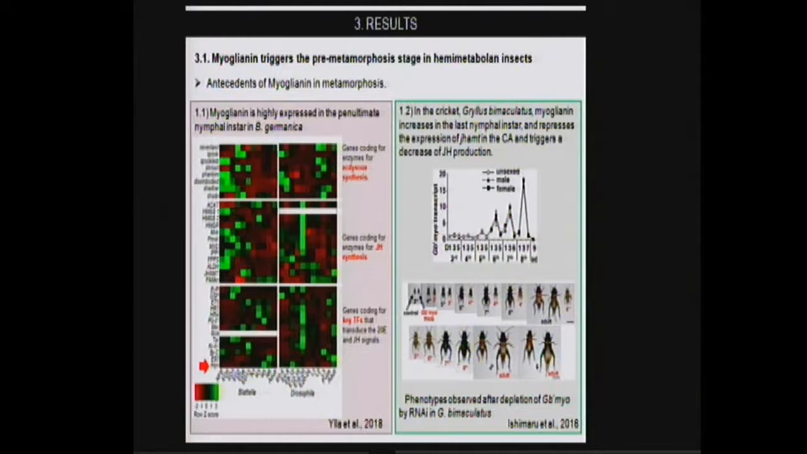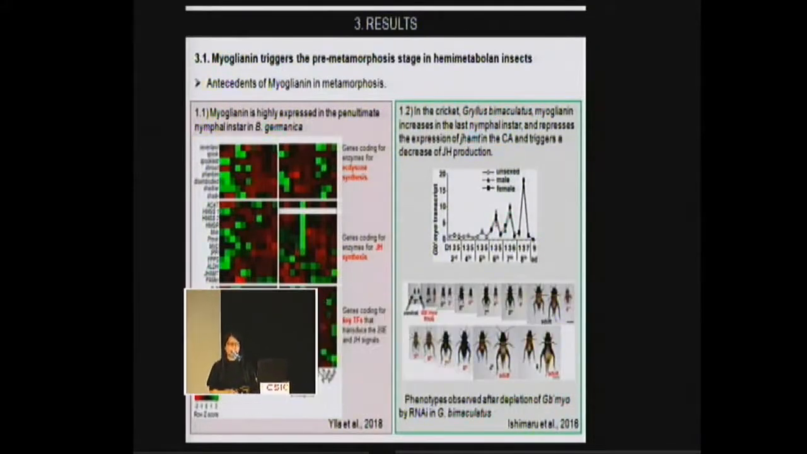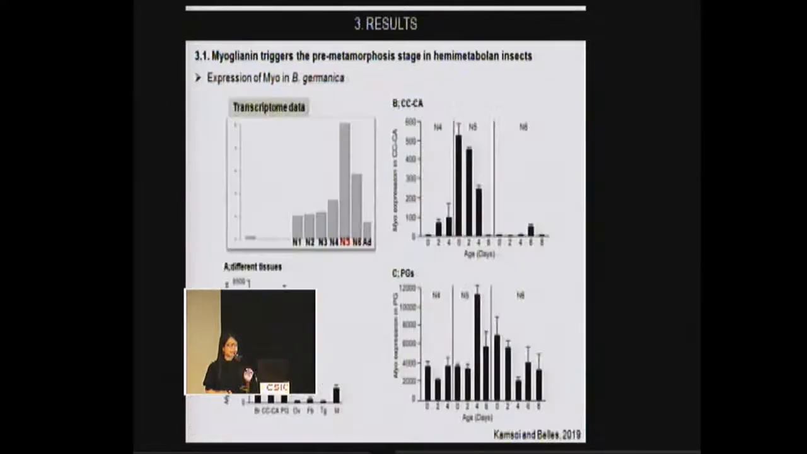In addition, in the cricket, they also showed the role of myoclonine in suppressing the expression of juvenile hormone acid methyltransferase in the corpora allata, and it triggers a decrease of juvenile hormone production in that insect. And the depletion of myoclonine in this species inhibits metamorphosis. So these are our antecedents for this study.